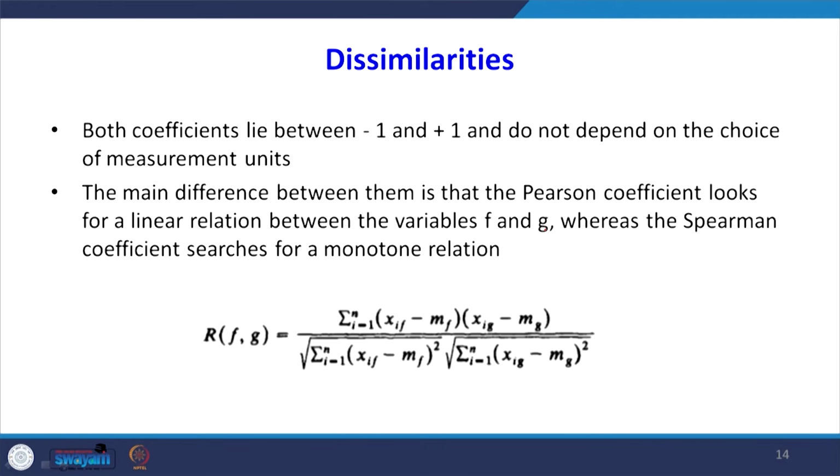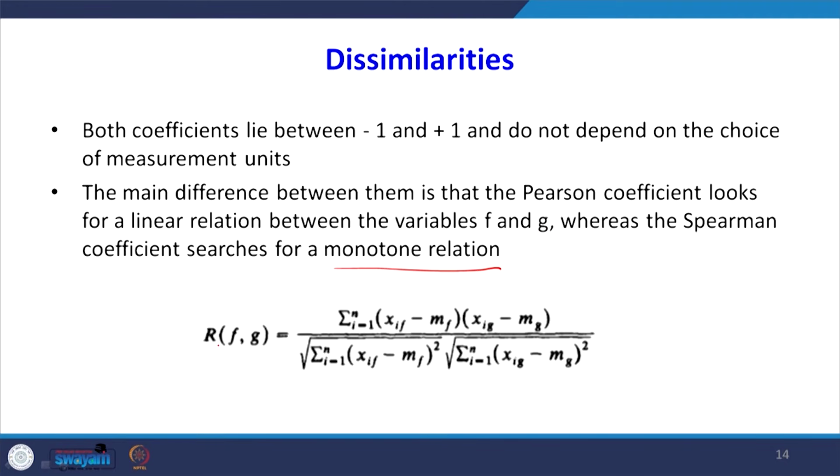Both the Pearson and Spearman correlations do not depend on the choice of measurement units. We do not bother about the units, because the range of the correlation coefficient is -1 to +1. Similarly, the Spearman correlation value is also between -1 and +1. That value does not depend upon the type of units of the data. The main difference is that the Pearson coefficient looks for a linear relationship between variables f and g, whereas the Spearman coefficient searches for monotone relations.